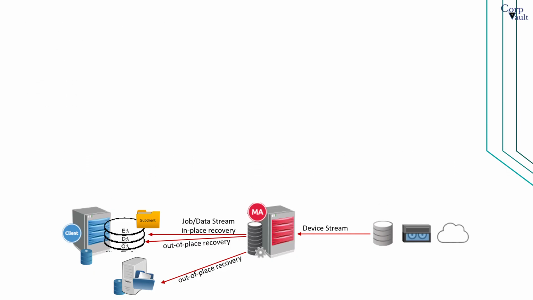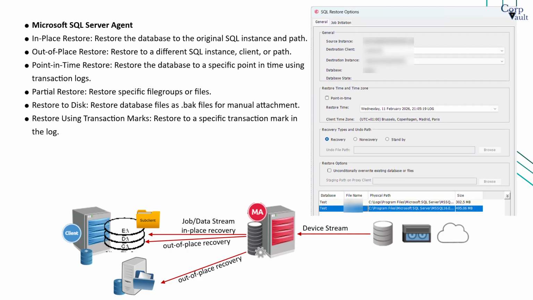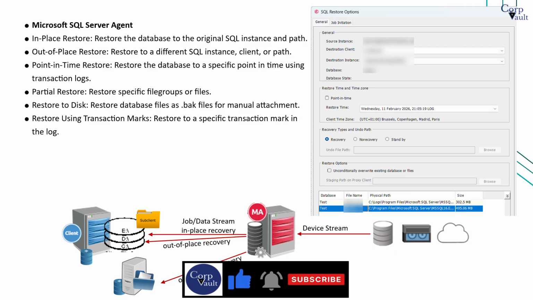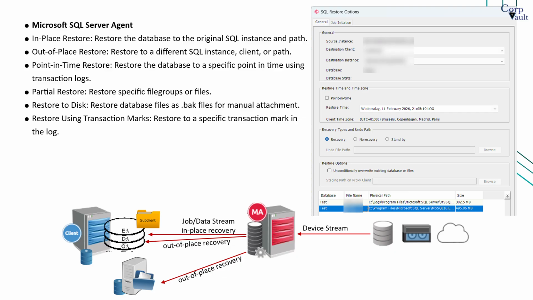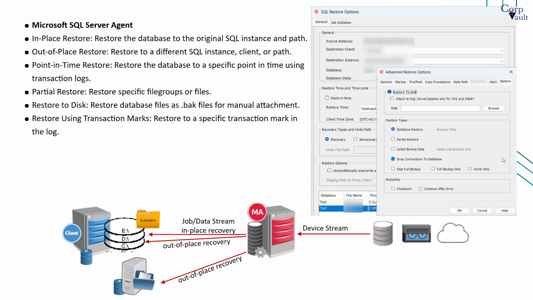Let's discuss a few of the restore options available in a couple of prominent database agents. Microsoft SQL Server Agent. For MS SQL, you can restore the database to the original SQL instance and path, or to a different SQL instance, client, or path. You can restore the database to a specific point in time, using transaction logs. You can also perform partial restore, by restoring specific file groups, or files. You can restore database files as .bak files, for manual recovery.